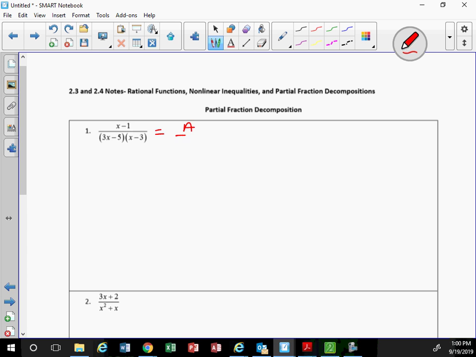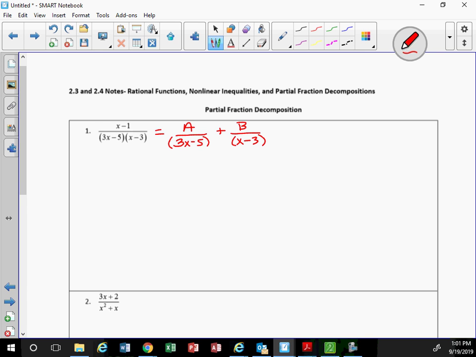So I'm gonna write a over the first factor of the denominator, which was 3x minus 5, plus b over x minus 3. You see what I mean? So you guys are used to starting with what's on the right and saying, oh, I'm adding fractions, I need a common denominator, and you turn it into what's on the left. We're working backwards, okay? So I need to figure out what a and b are.